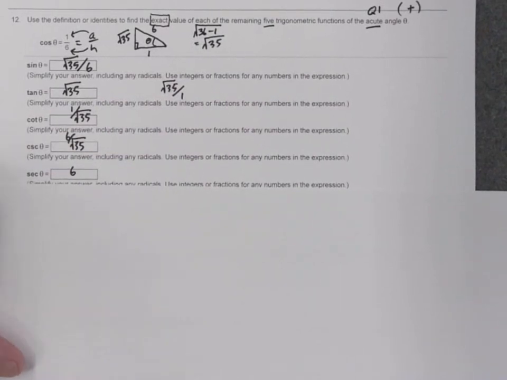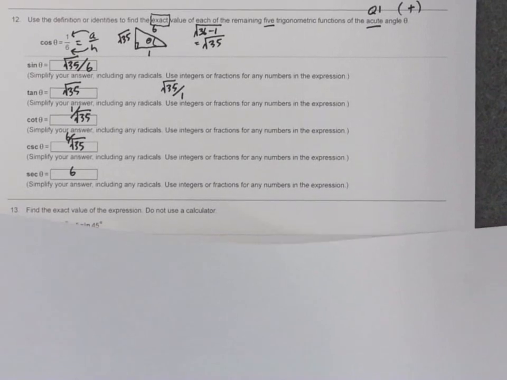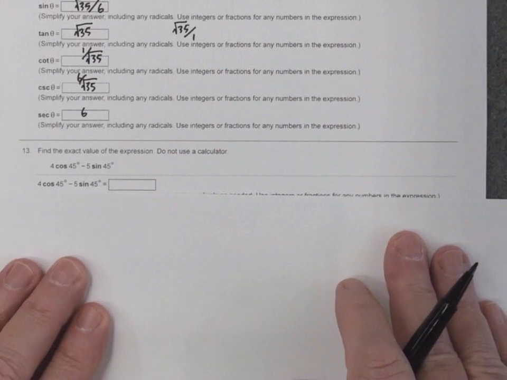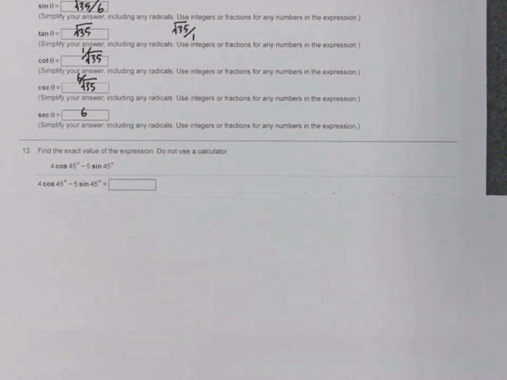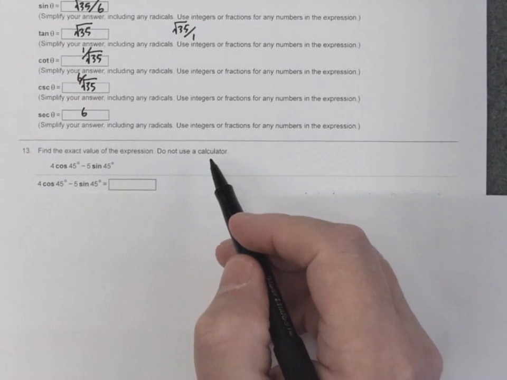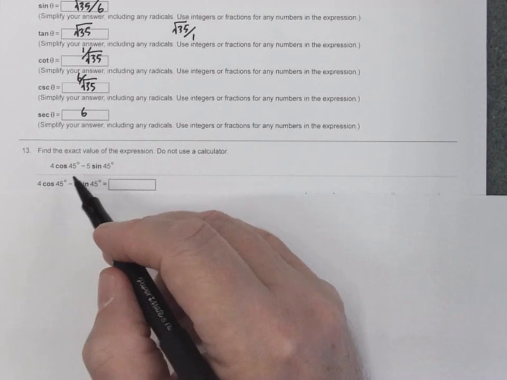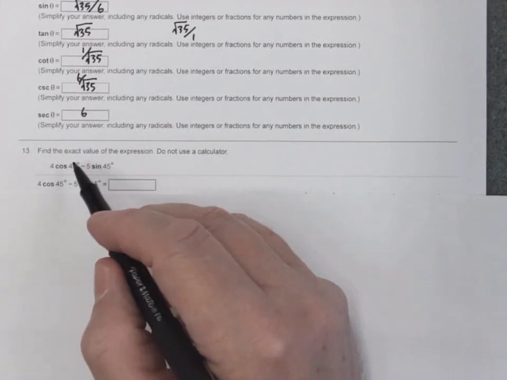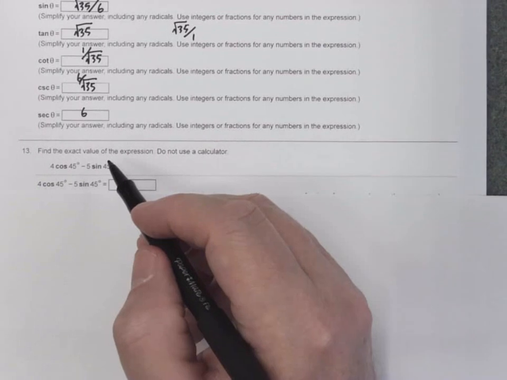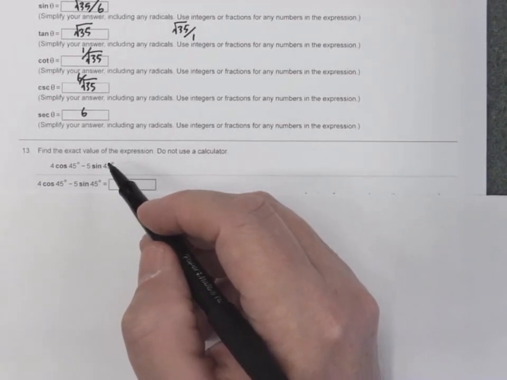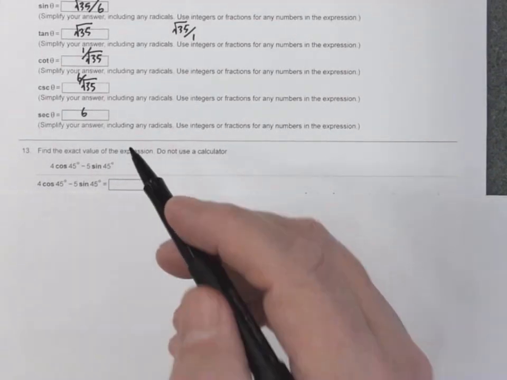All right, so that's how you do those 2 problems using our trig definitions of a right triangle. Let's go ahead and do a few more problems for this video. Number 13 says, find the exact value of the expression. They even tell you, don't use a calculator. That's what I keep telling you. Of course, this is only going to work because these are actually special angles. So now, if you haven't memorized them yet, this is where the unit circle becomes invaluable.